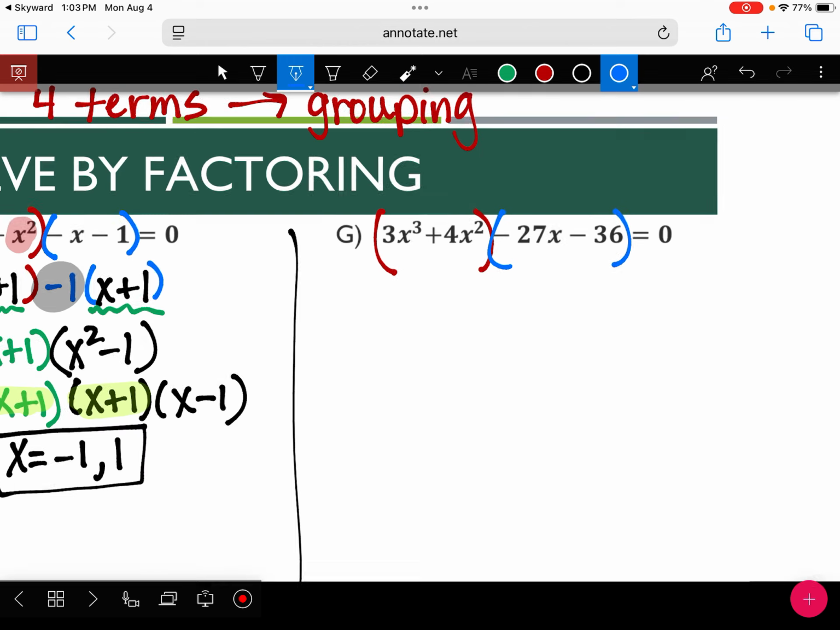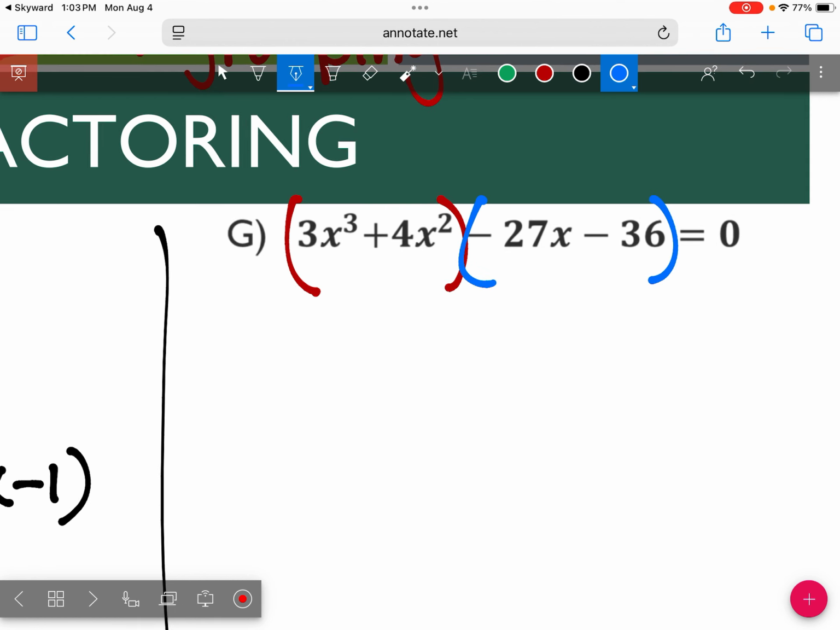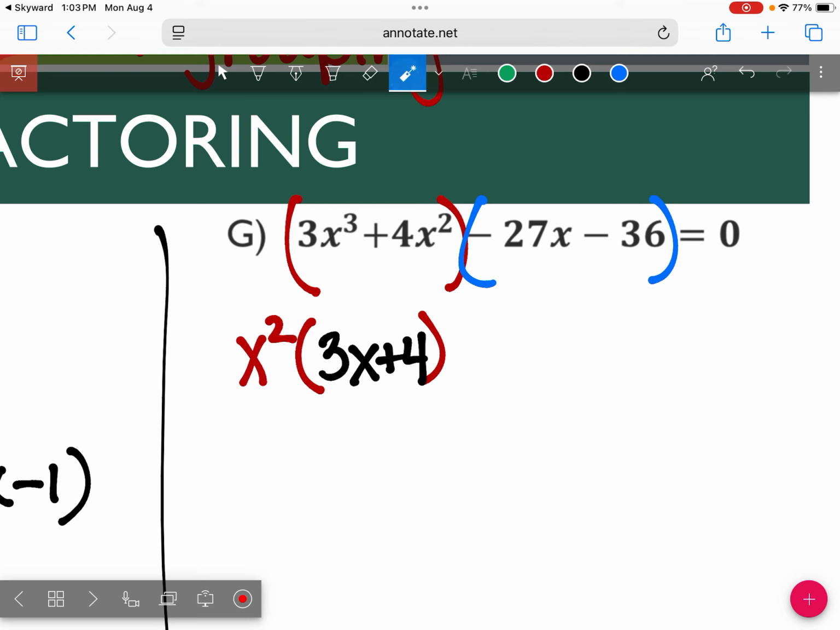So what do you think my GCF would be from that red group? X squared. That's the only thing I can take out is x squared. So I'm going to have 3x plus 4 left over. So somebody else, because I'm hearing from the same people. What about somebody on this side of the room? Who can tell me what I need to take out of these? Because I need it to become a positive 3 and a positive 4.